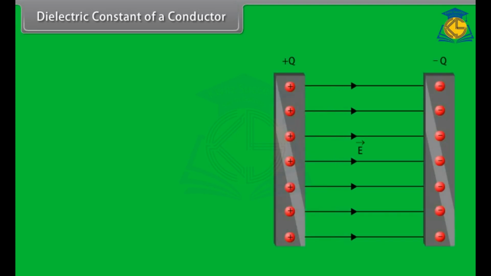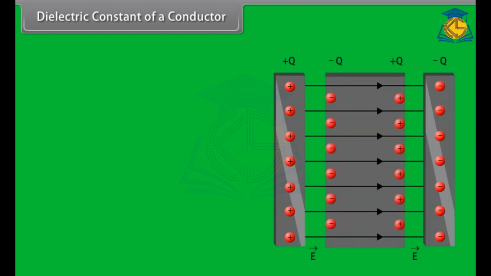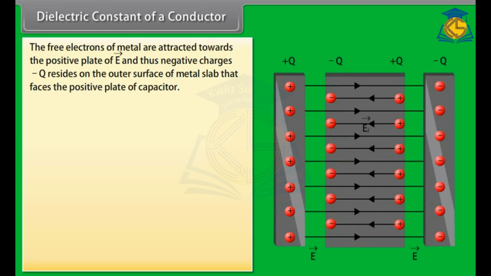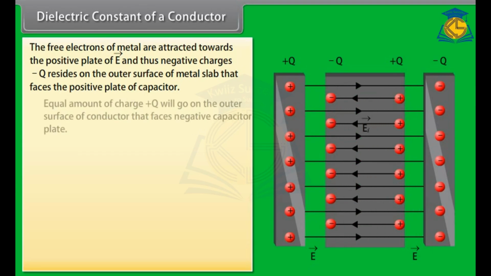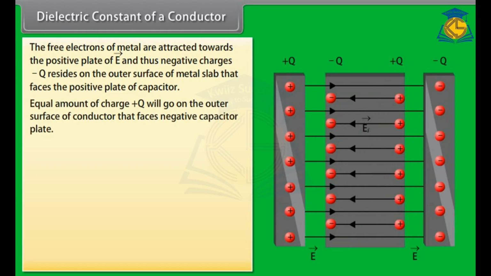Dielectric constant of a conductor. Let us consider an external uniform electric field E between two charged capacitor plates. Now a conducting slab is introduced in the field. The free electrons of metal are attracted towards the positive plate, and thus negative charge minus Q resides on the outer surface of metal slab that faces the positive plate of capacitor. Equal amount of charge plus Q will go on the outer surface of conductor that faces negative capacitor plate.